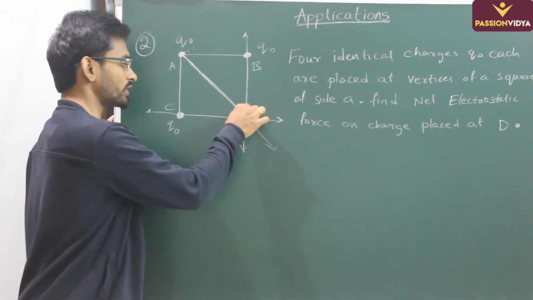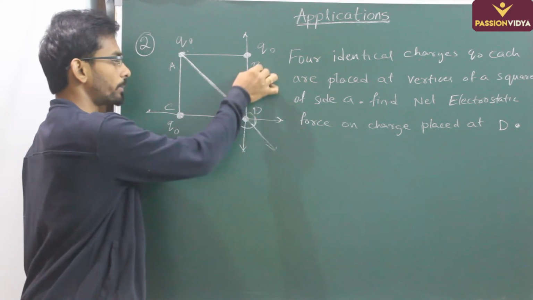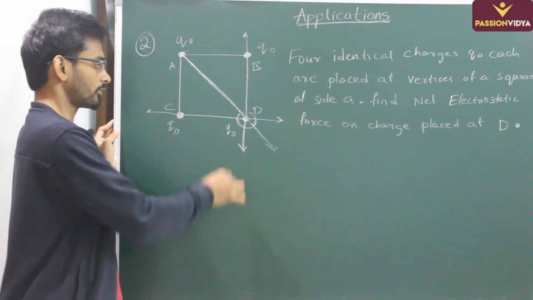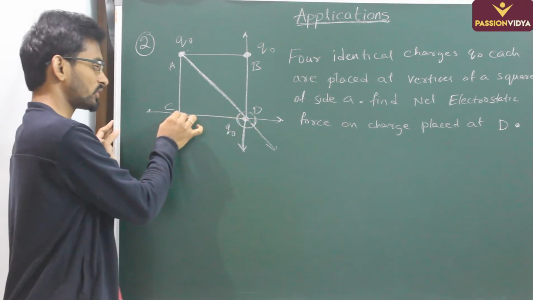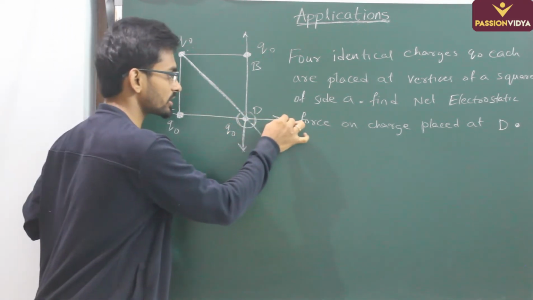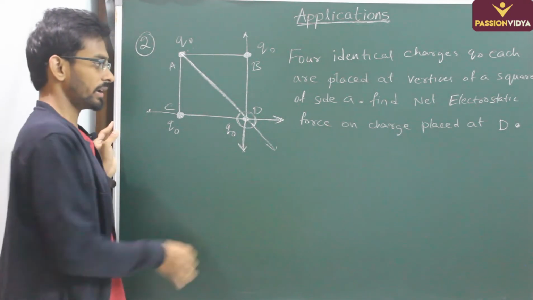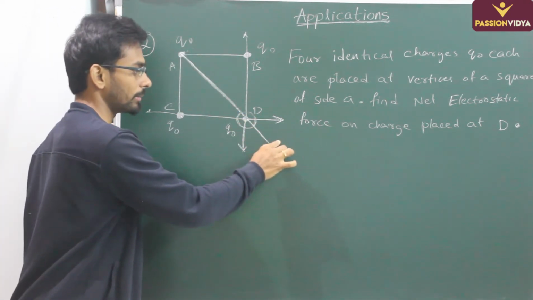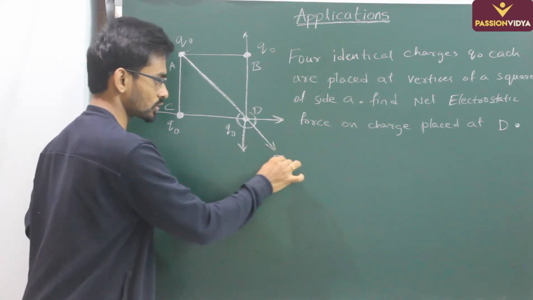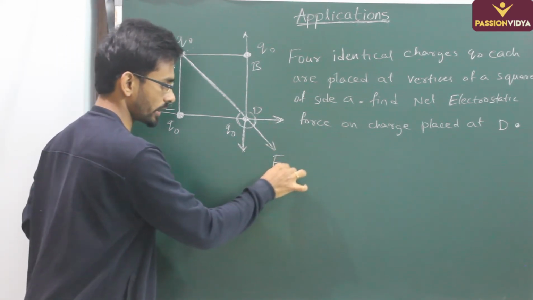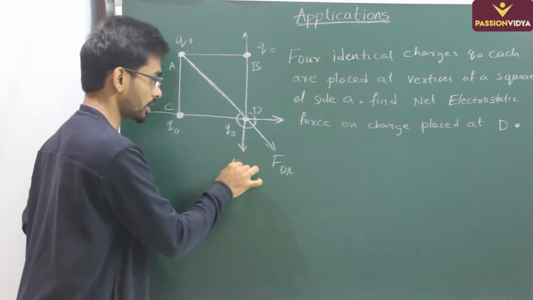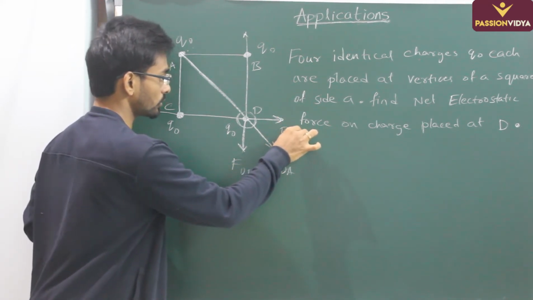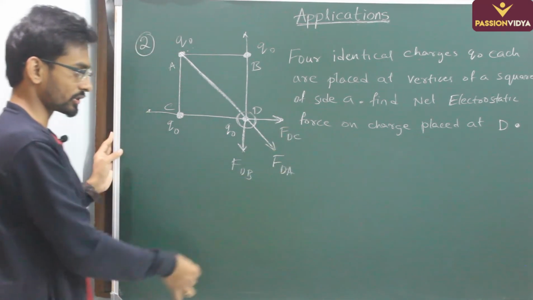So the force acting on D due to B will be in this direction and it will be repulsive as it is like charges. Similarly, force due to C on D is in this direction and it is also repulsive, and the force due to A on D will be in this direction. So this is force on D due to A, this is force on D due to B, and this is force on D due to C. So now let us calculate these forces.